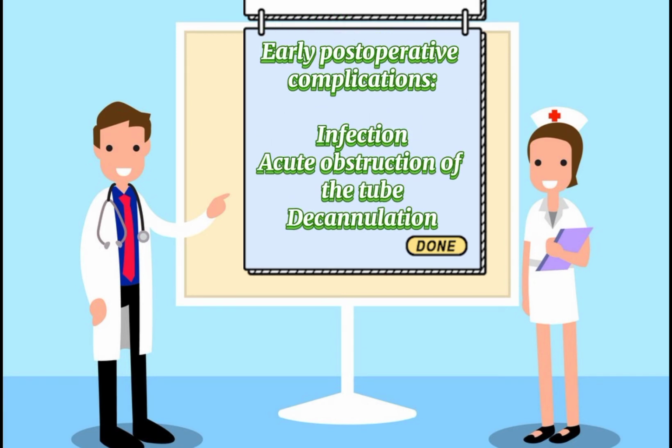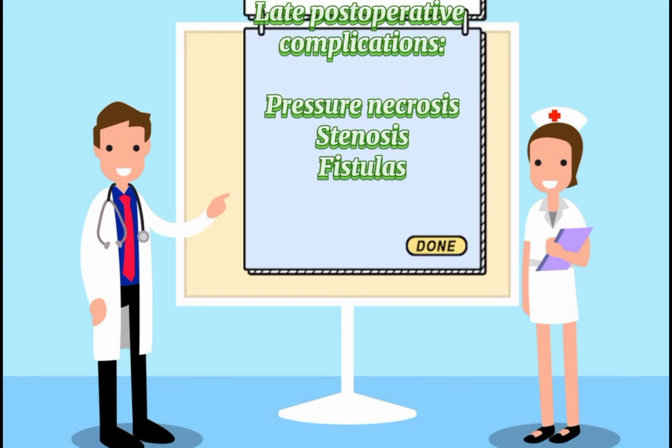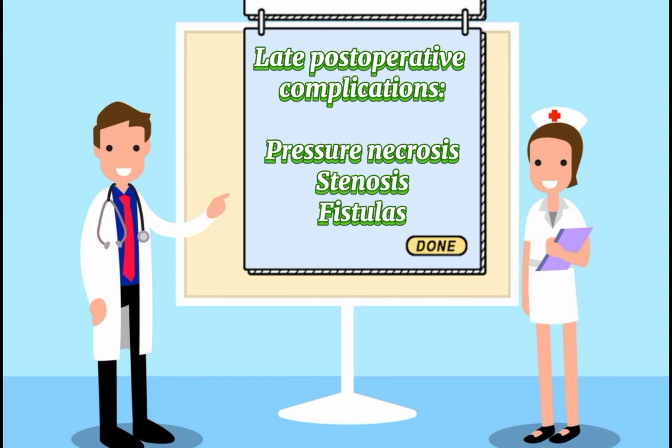For early post-operative complications, it includes infection, which occurs very rarely and doesn't really require antibiotics and is usually managed using local wound care. Next is the acute obstruction of the tube, which can be caused by blood or mucus, which can be avoided by scheduled tracheal suctioning, humidified oxygen, and scheduled cleaning of the inner cannula. We also have late post-operative complications, which include pressure necrosis, stenosis, and formation of fistulas.